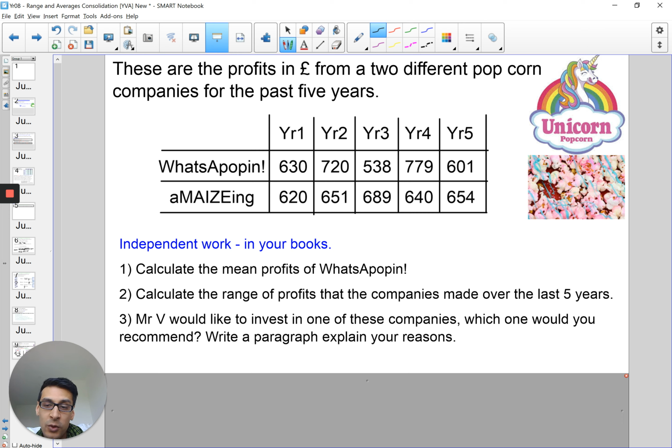Write a paragraph. So for question 3 on the worksheet, you're going to be expected to come up with at least 3 points. There's not necessarily a right answer for this, but you have to defend your points. So you might decide you want the company that has the least variation. You might decide you want a company that takes a bit of a risk, or maybe you want one with the highest mean, or whatever you want to do. As long as you defend your reasons, that is okay. So 3 reasons for that.